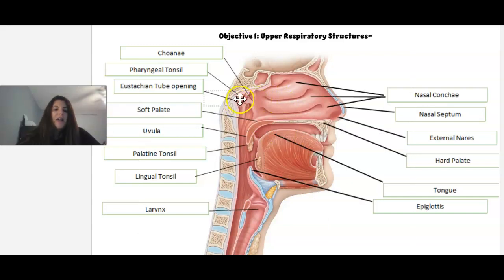Now, in these back areas, there are three sets of tonsils. Here is the pharyngeal tonsil, which is also known as your adenoids, your palatine tonsil, and then the lingual tonsils. All of those function in fighting infection.